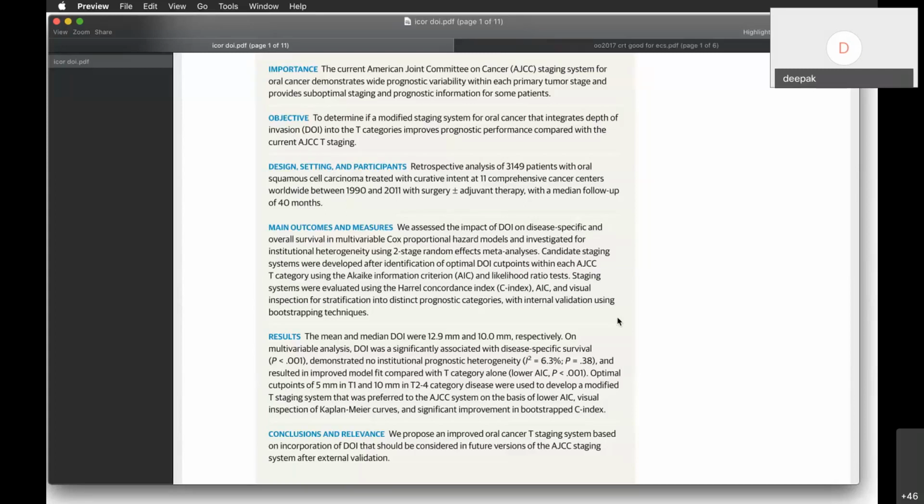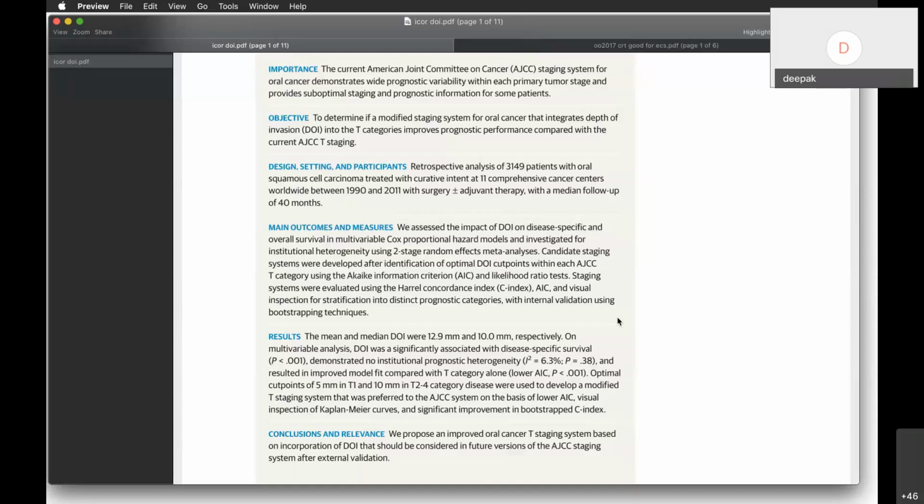And then they proposed a new criteria that if you have a patient who's got more than 10 millimeters depth of invasion, these patients will automatically go to T3. Now you look at the difference between what we discussed last week and what we are discussing now. The future isn't predicting models.